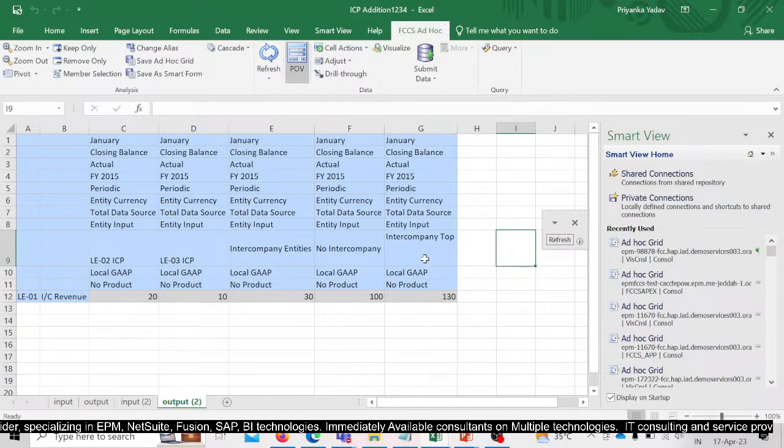So we can see at intercompany top I am getting 130, which is the total of the 100 which we entered in no intercompany, and both the ICPs adding up to intercompany entities 30, and then the total is 130. So this was the example of addition. So the total rolls up at the parent level.